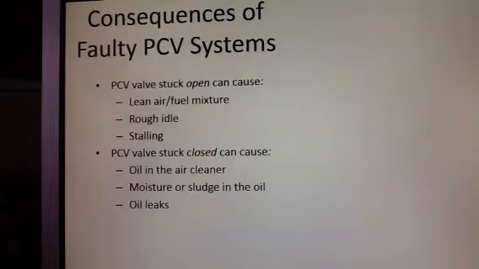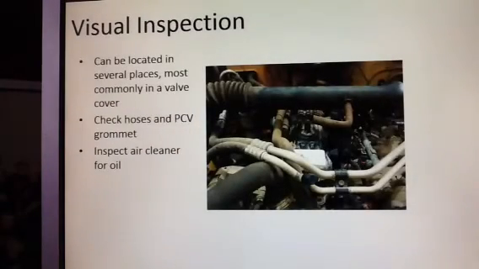A PCV valve stuck closed can cause oil in the air cleaner. We could have moisture or sludge in the oil, and we could also have oil leaks with that too. Now, the reason we would be seeing those oil leaks is because of that very, very high pressure in that crankcase. Like we've said multiple times, visual inspections, we can find so much from the simple visual inspections.